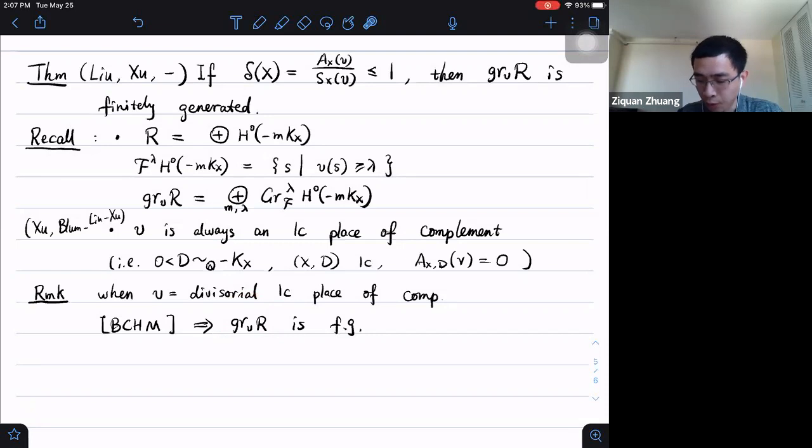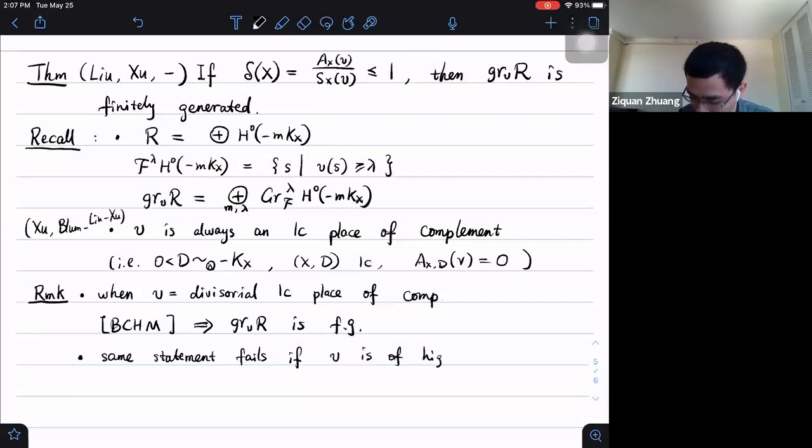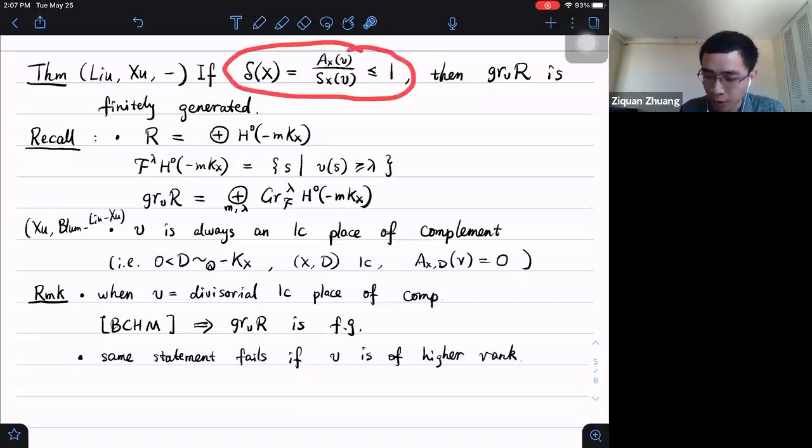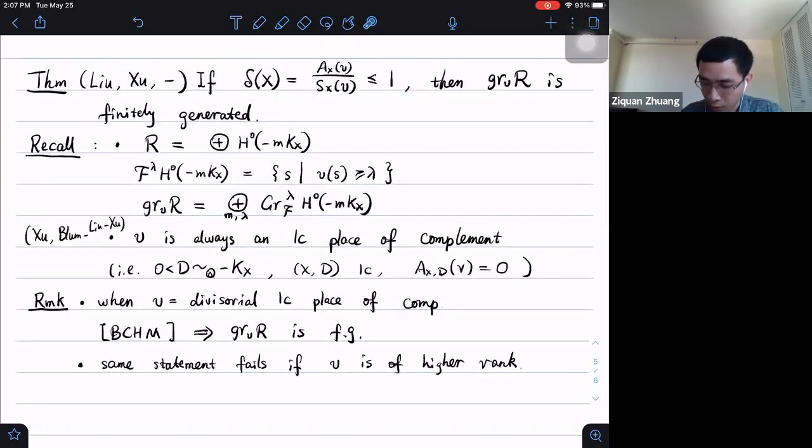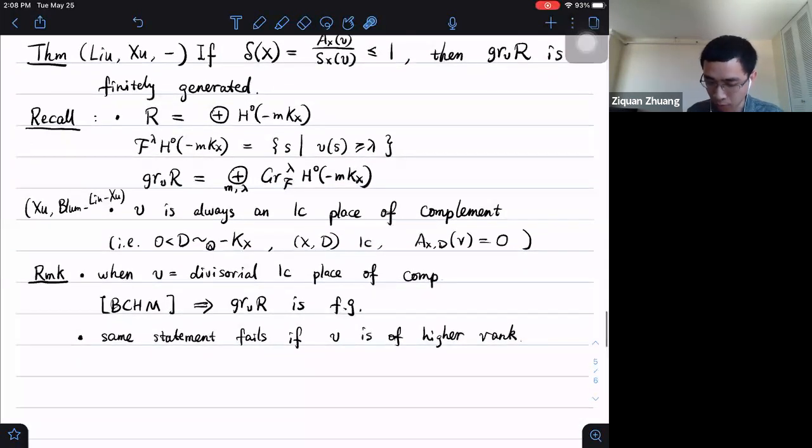So the higher rank finite generation conjecture basically asks for a similar statement for valuations of higher rational rank. And there things start to become a little bit tricky, because it's not true that the same statement will hold for higher rank valuations. I'll explain this shortly. The statement will fail if V is of higher rank. So at the end of the day, we certainly want to replace this delta condition by something that's more birational geometric. Being an LC place of complement looks very natural, but unfortunately we still need something else when the valuation is of higher rank. Okay, so that's the remark I want to make here.